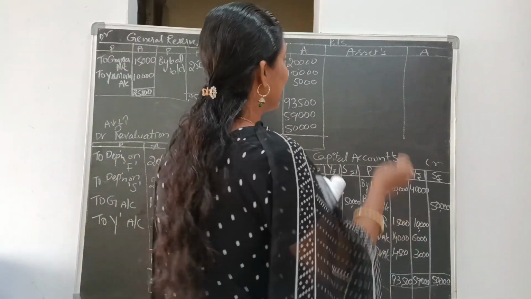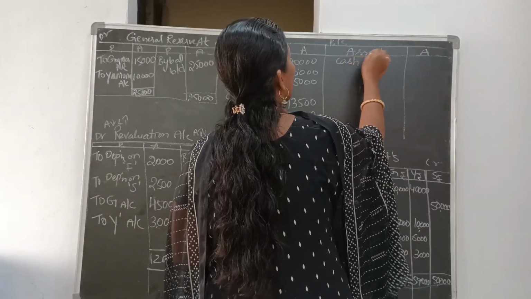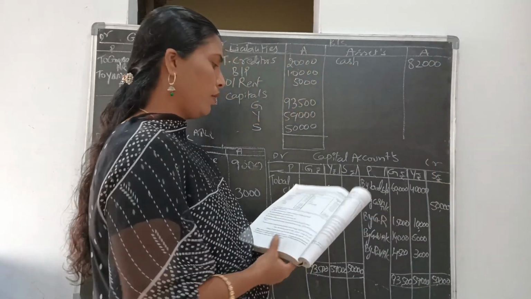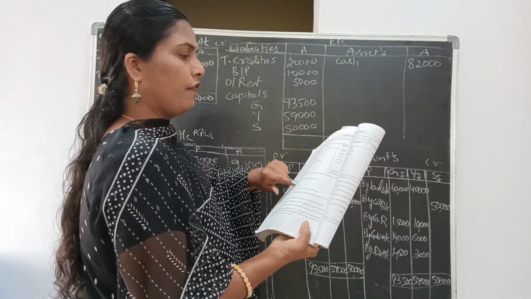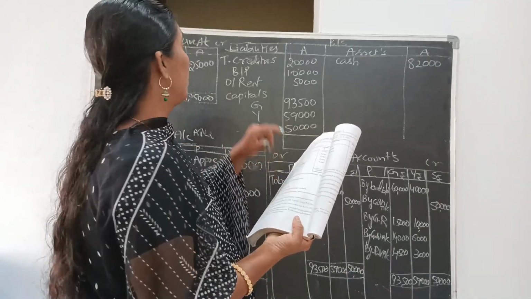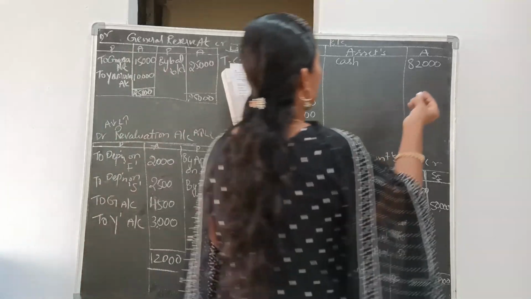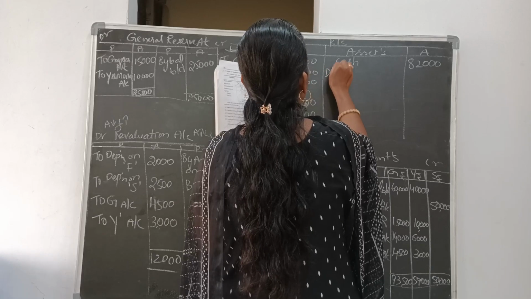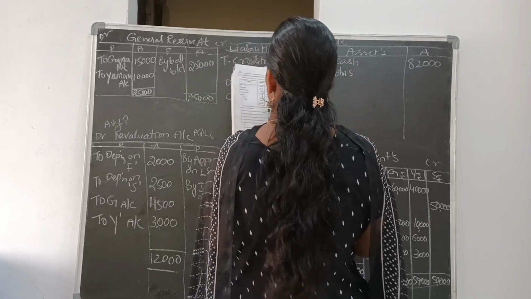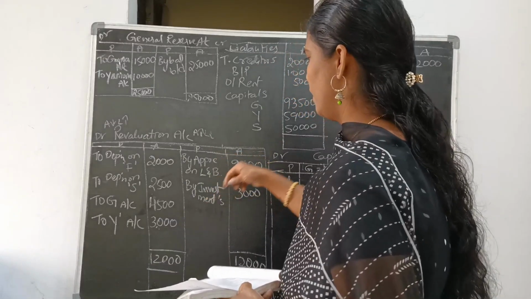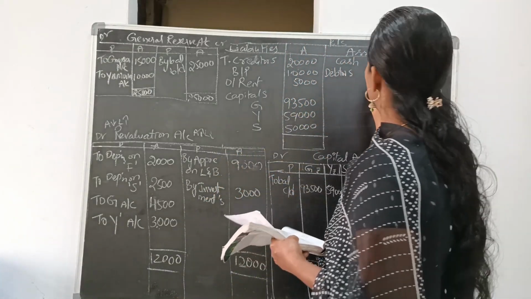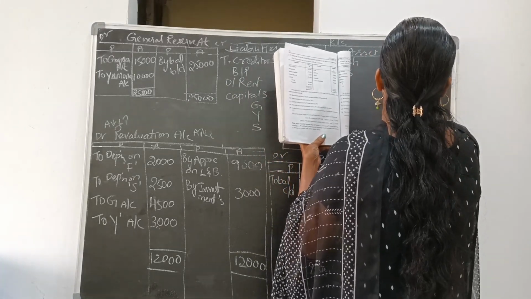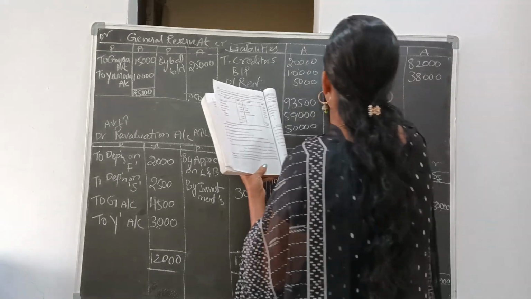Now coming to the asset side, cash. So closing balance of cash is 82,000. Here 12,000 is given. So 12,050, 62, 70, 82. Yes, 82,000 is the cash amount. Next, coming to debtors. Is there any adjustment of debtors? No adjustment is given. So directly write down the debtors amount. Debtors are 38,000.